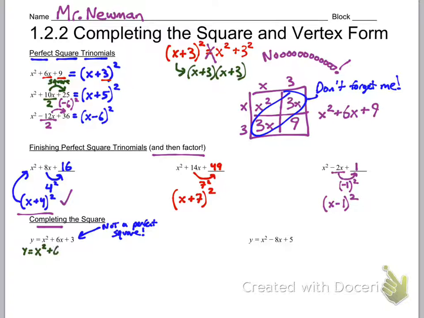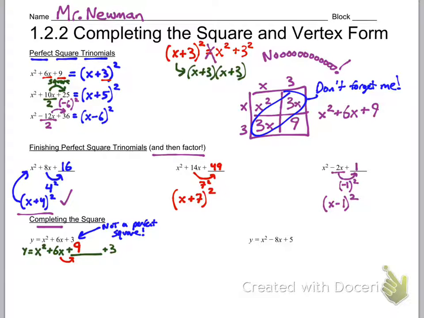What we do know is that if we had x squared plus 6x plus something, that blank would be a 9. So notice what I did. I did not ignore the 3. The 3 is off to the right. And I added 9, because half of 6 is 3, and 3 squared is 9. But we cannot just add 9. We have to keep the entire equation the same.